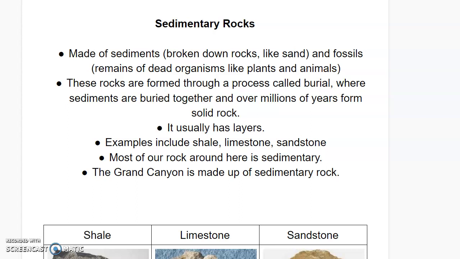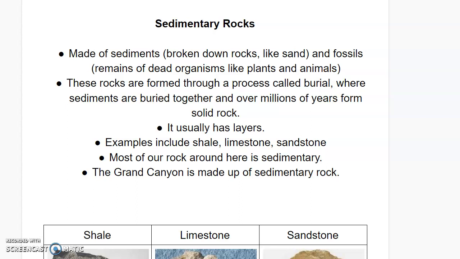They usually have layers because they're buried, and as the sediments keep packing onto the rock to create the rock, they generate layers. Some examples are shale, limestone, and sandstone, which I will show you pictures of in a moment. Most of the rock that we see around here is sedimentary rock. So it took millions of years to form underground to create the actual rock.